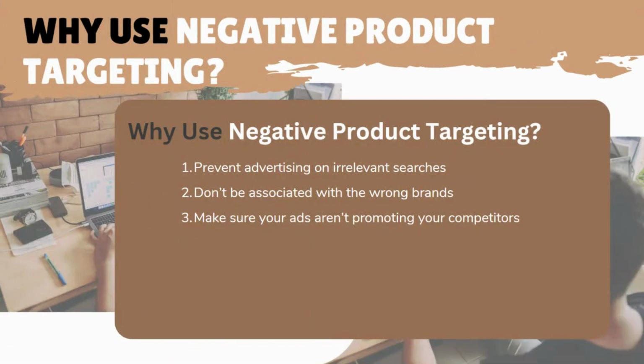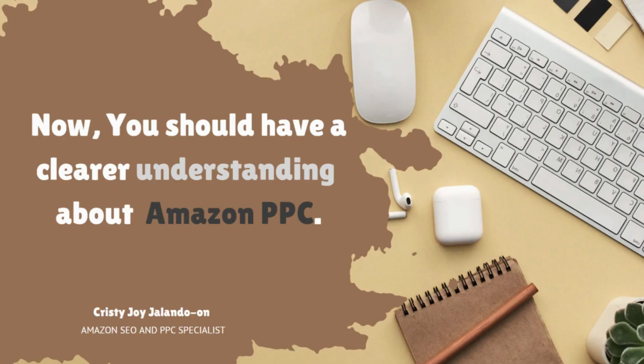So why use negative product targeting? So it prevents advertising on irrelevant searches. Second, don't be associated with the wrong brands. Third, it will make sure that your ad isn't promoting your competitor. So now you should have a clear understanding about Amazon PPC.